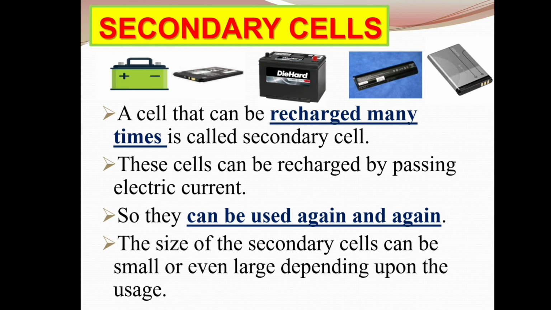So, in primary cells, we saw that it cannot be recharged and it can be used only once. But in the case of secondary cells, it can be recharged many times so that it can be used again and again. How are we recharging? We are recharging by passing the electric current. We also saw that primary cells are very small in size. But in the case of secondary cells, the size will be small or even large depending upon the usage.